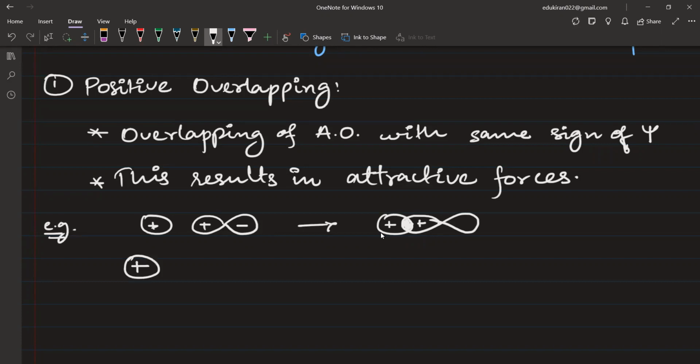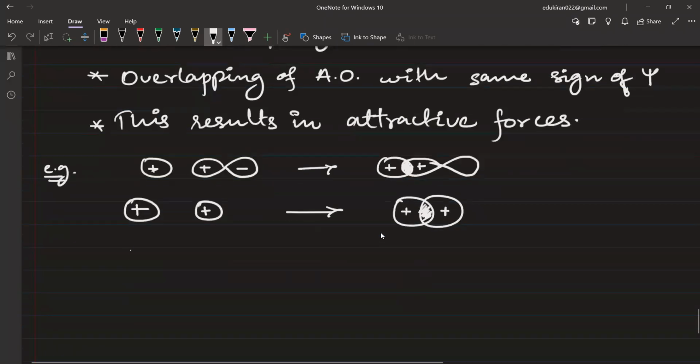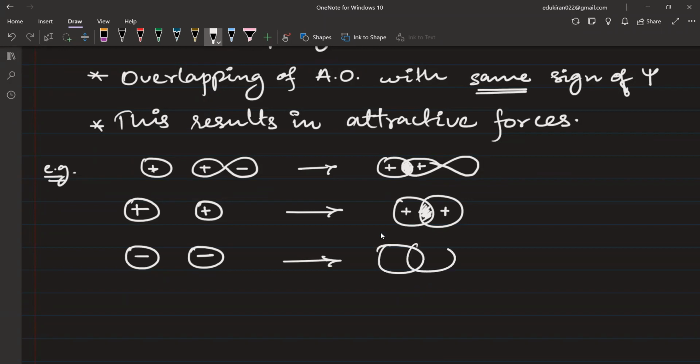Similarly, you can have positive and other positive s orbital. In this case, you will have overlapping like this. Both of these are positive phases. So these all will lead to attractive forces. Okay. Similarly, you can also have negative as well as negative. The idea is not that positive should only overlap with positive. Negative, it should be same. Okay, I'm not saying it should be positive only. It should be same. So this is also a case of positive overlap. Please remember that. The criteria is that the sign of psi should be same.